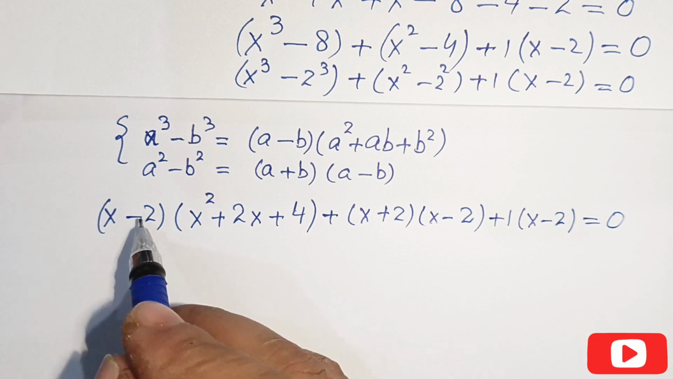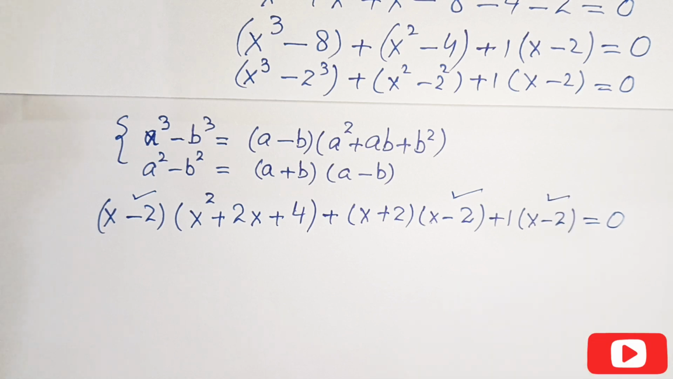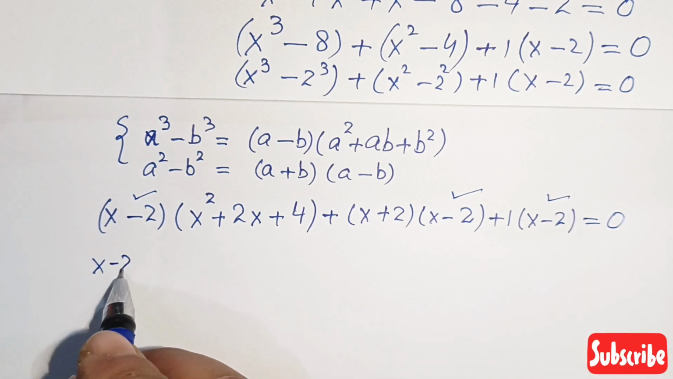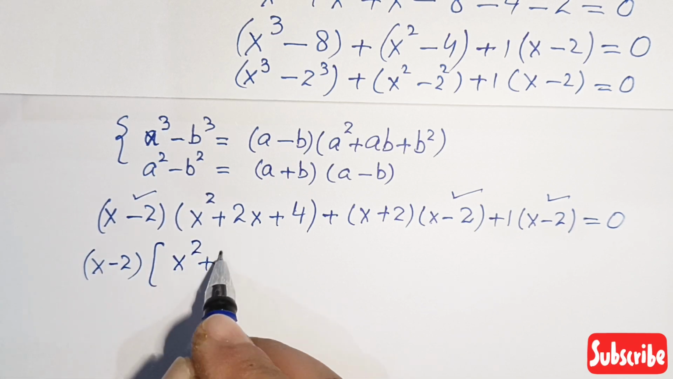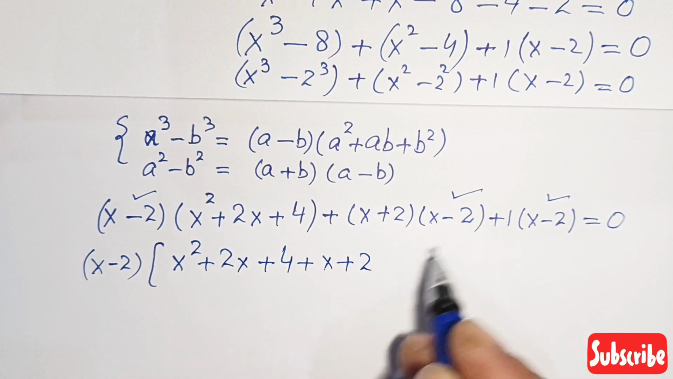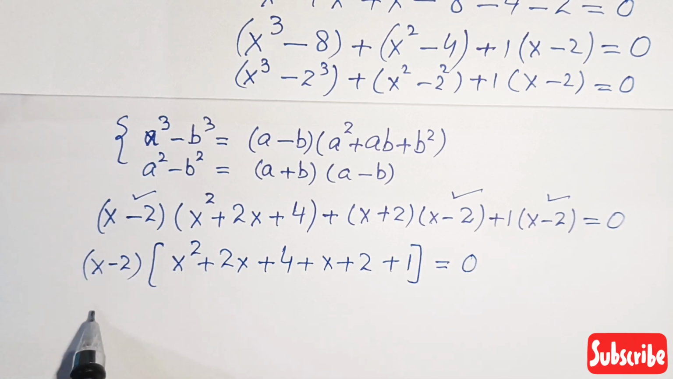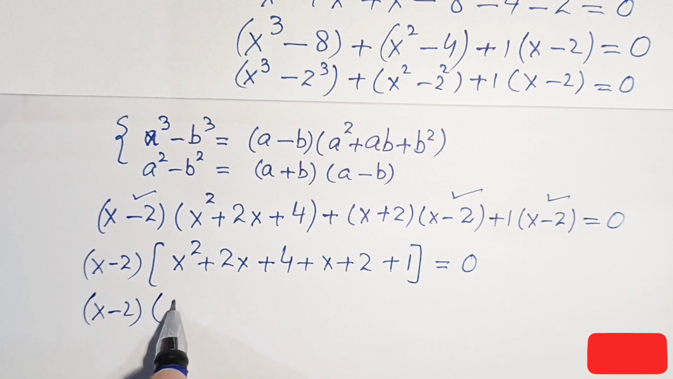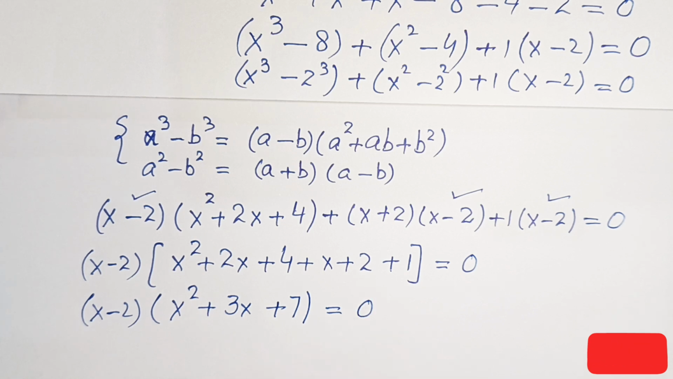Now in this step we see that x minus 2 is in the first term, x minus 2 in the second, and x minus 2 in the third term, so this is common. So x minus 2 is taken common, then inside the bracket we have x squared plus 2 times x plus 4, and plus x plus 2, and plus 1, which is equal to 0. Now we have x minus 2 times x squared plus 2x plus x will be 3x, and plus 4 plus 2 is plus 6, and plus 1 is plus 7 is equal to 0.